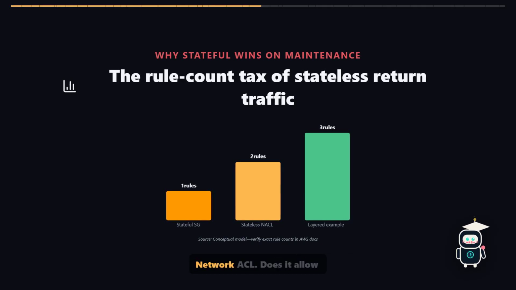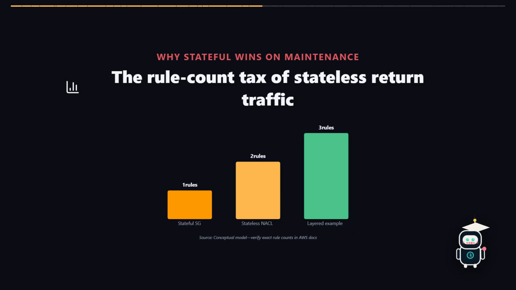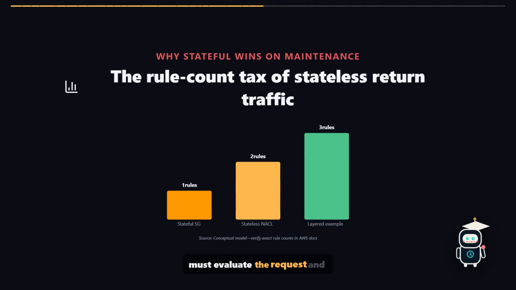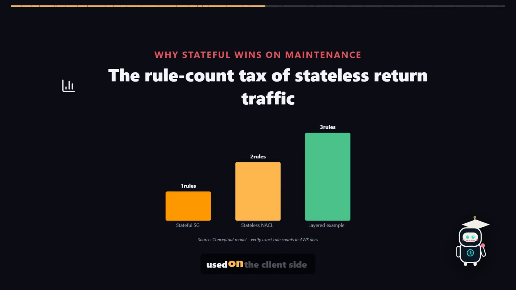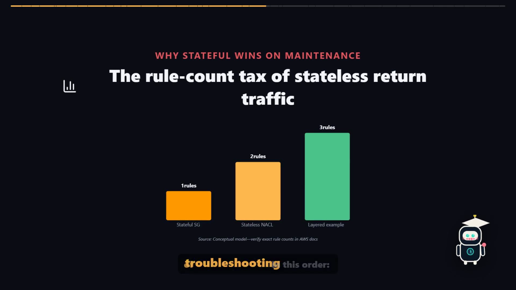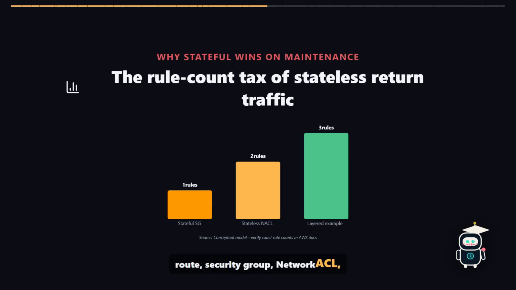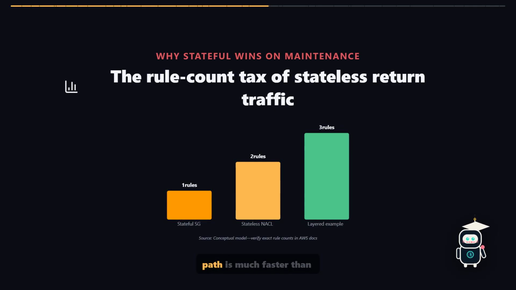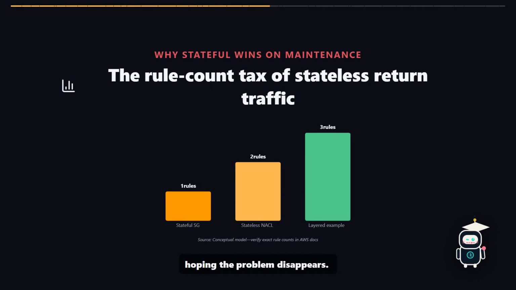Third, check the Network ACL. Does it allow the traffic in both directions? Because NACLs are stateless, you must evaluate the request and response separately, including the ephemeral ports used on the client side of many TCP connections. Think of troubleshooting in this order: route, security group, network ACL, then application. Following the packet path is much faster than adding broad allow rules and hoping the problem disappears.